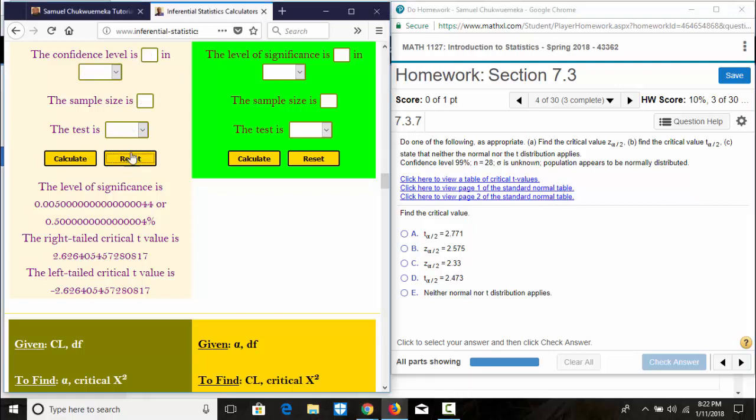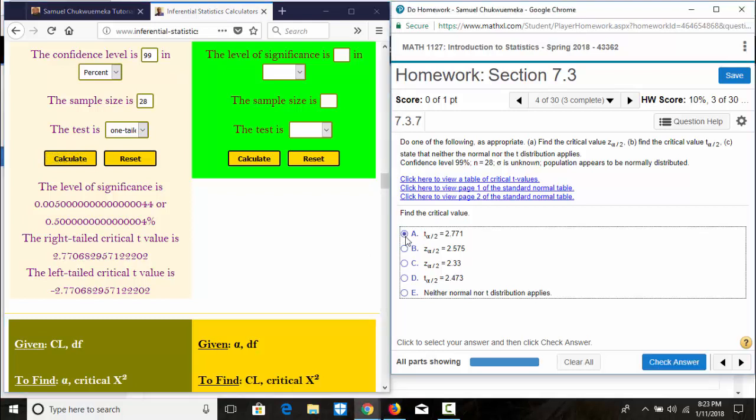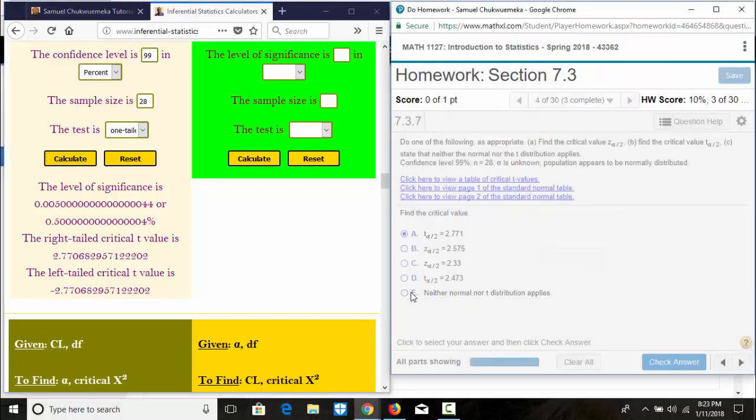So we can reset this. We use the same thing, 99%. Sample size here is 28. Test is one-tailed. Calculate. Right-tailed is what we are interested in. So the critical T is 2.771.